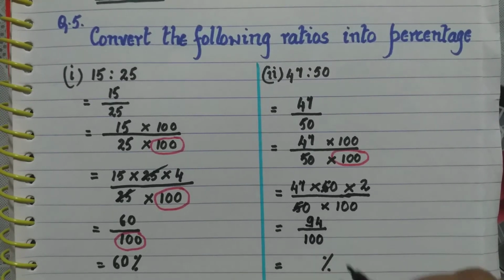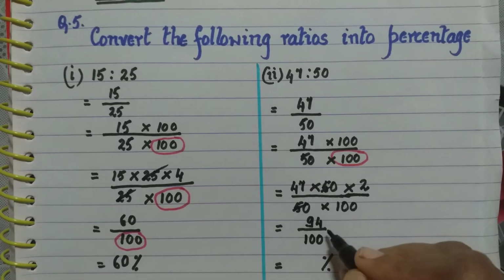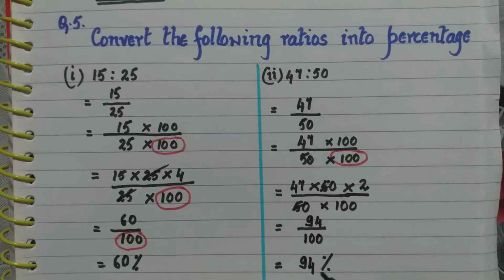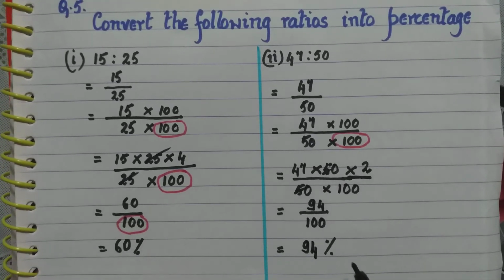Now I told you upon 100 is percent. So what is left? 94. So this becomes 94%.